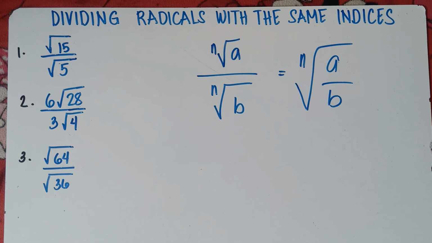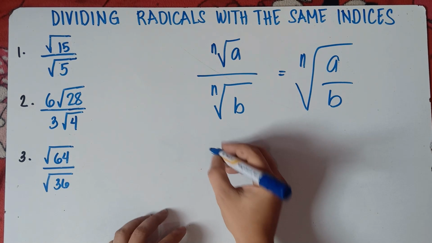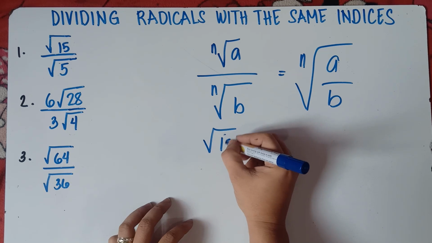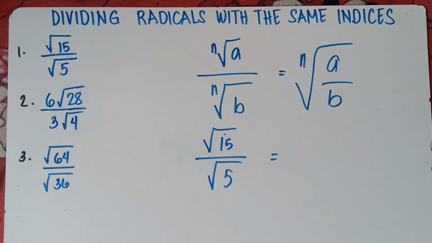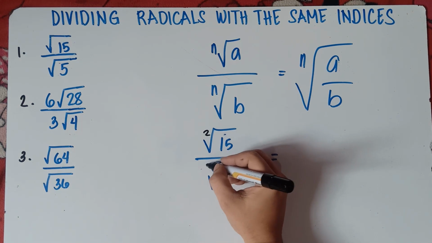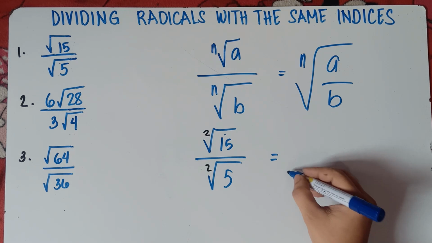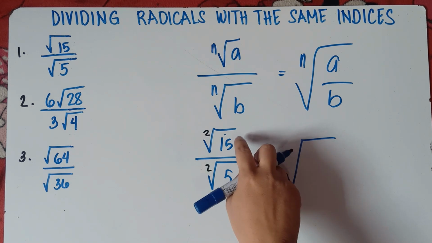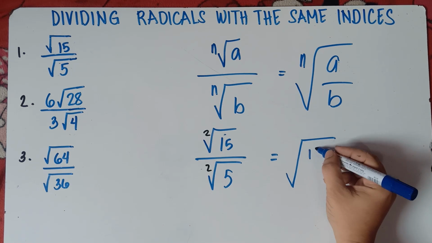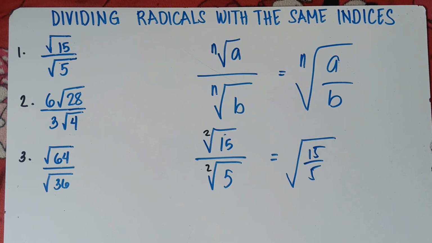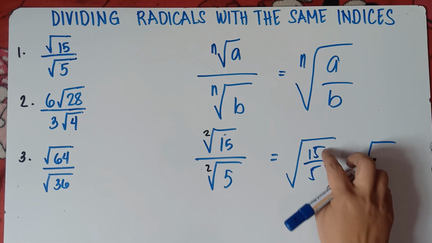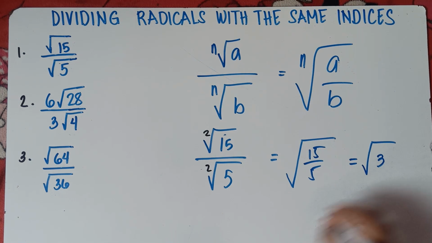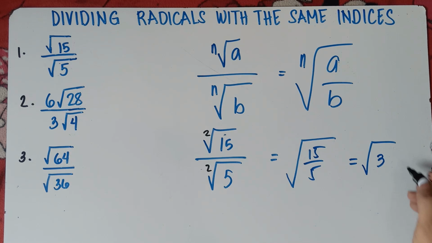Let's start with number 1. We have the square root of 15 divided by the square root of 5. Of course, they have the same index, right? The index there is 2 for every square root. So we can just simply copy the square root and then divide the numbers inside. 15 divided by 5 is 3. So copy the square root, then 15 divided by 5, that is 3. That's the answer for number 1.